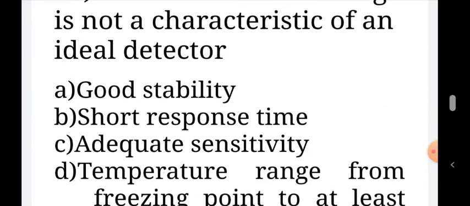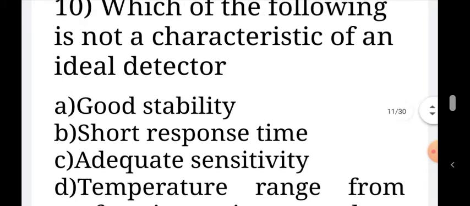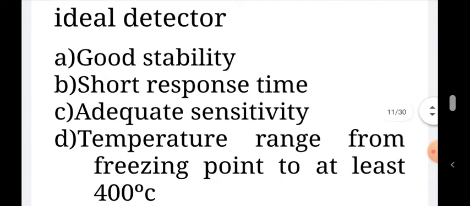Which of the following is not a characteristic of an ideal detector? Good stability, short response time, adequate sensitivity, temperature range from freezing point to at least 400 degrees. The correct answer is temperature range from freezing point to at least 400 degrees. The temperature range can be from room temperature to at least 400 degrees, not from freezing point to at least 400 degrees. So the correct answer is D.